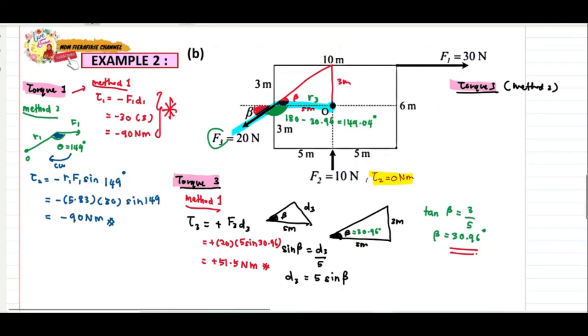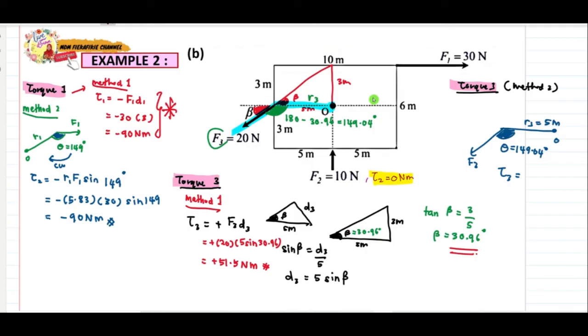Okay, so kalau saya lukis semula untuk method yang kedua, okay, dia akan jadi macam inilah. So, ini point O. So, kita ada R3. Okay, so kita ada ini F3. So, angle antara R3 dan F3 ini, okay, is 149.04 degree. So, R3 berapa R3? R3 adalah 5 meter. So, dengan cara ini, dia terus saja kira lah torque 3.